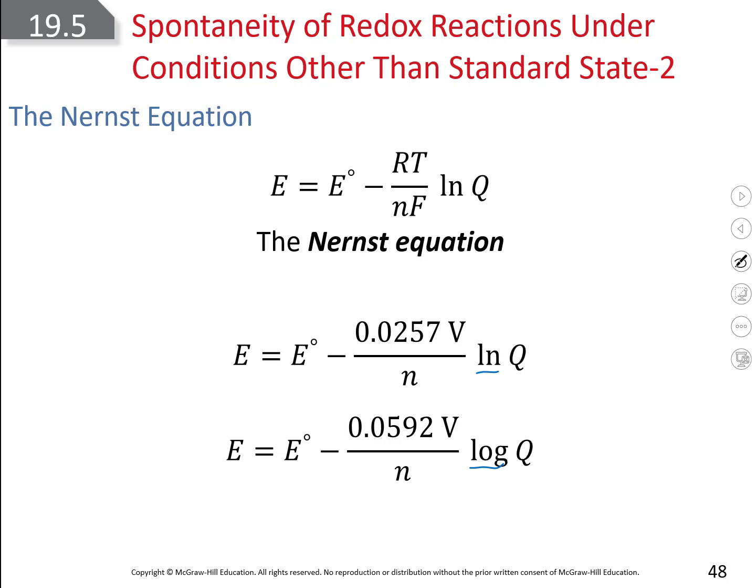Q is the reaction quotient, so concentration of products over concentration of reactants. Usually, I'm going to stick with the log one instead of the natural log because the constant in it is the same as the constant in the last equation we used, so fewer constants to remember, 0.0592 volts. And that is equation 19.7 on page 895.